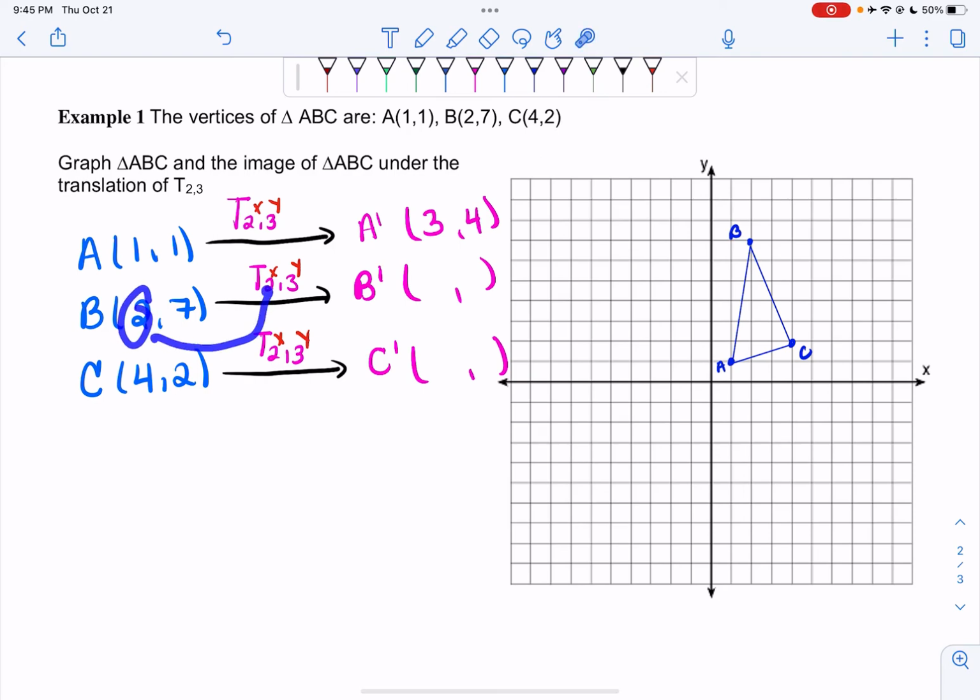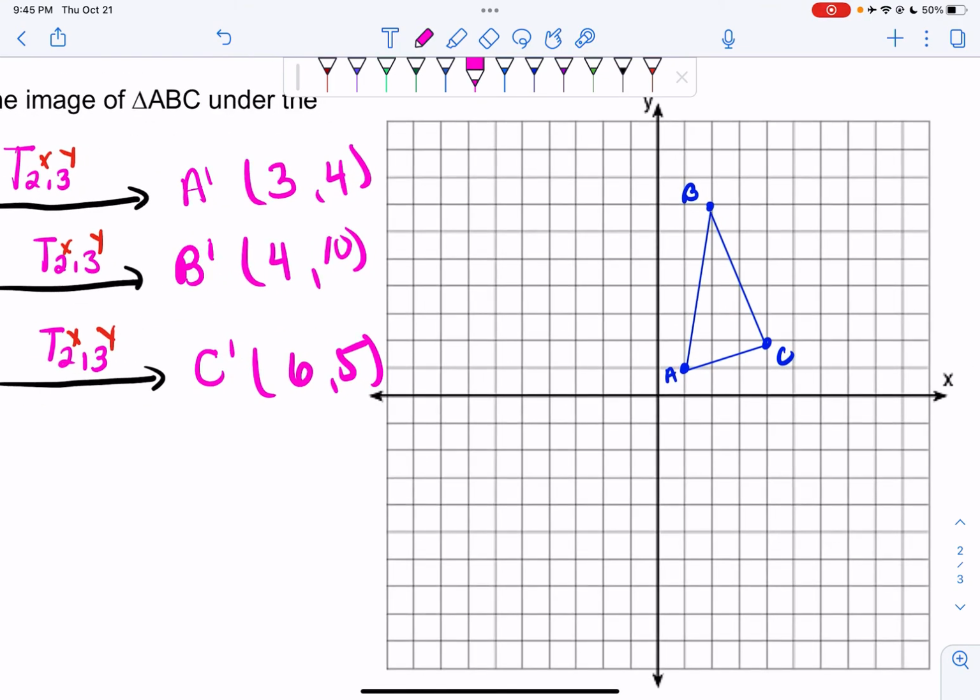Taking my 2, add 2. 2 plus 2 is 4. Take my 7, add 3. That's 10. So I get (4, 10). Take my 4, add 2. That's 6. Take my 2, add 3. That's 5. So these are the points I'm plotting: (3, 4), (4, 10), and (6, 5).